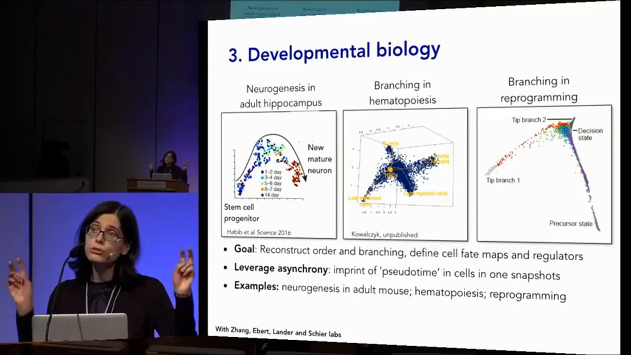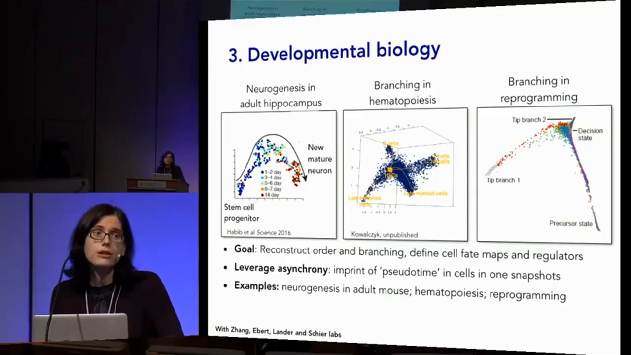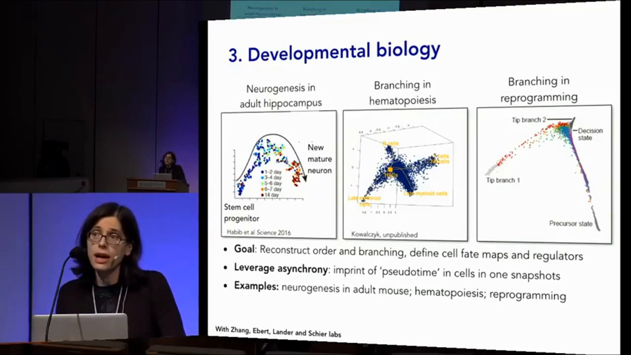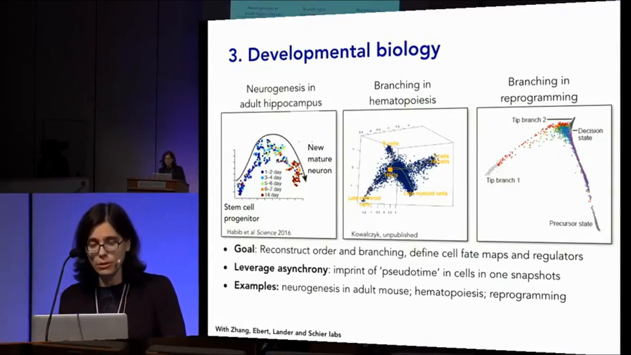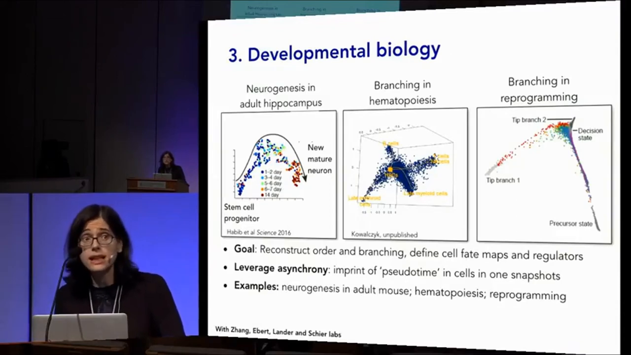And one of the remarkable successes of this community already has been to show that we can take a snapshot of right now, and within this snapshot, we can pseudo-order cells based on the different points that they assume in a trajectory. Each of them is only in one point in time, but they are part of a continuum. In this way, we're actually leveraging asynchrony. Biologists have always fought against heterogeneity and asynchrony, but single cell and in situ analysis allow us to leverage it.